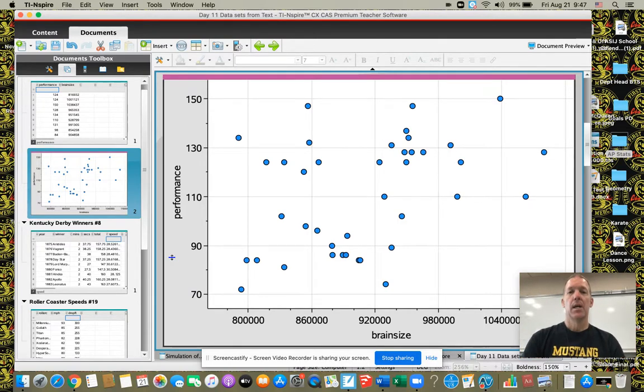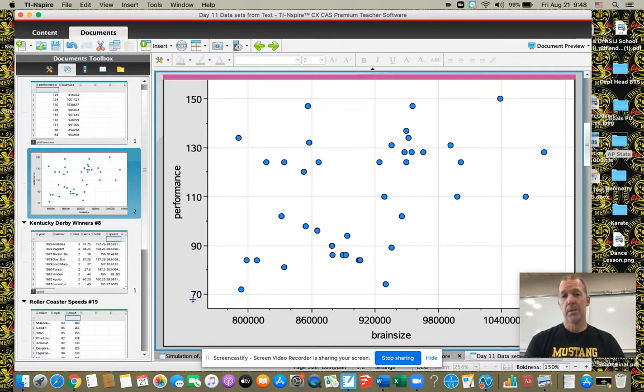So that's center. The shape of this thing, again, it looks kind of just a blob. So there really is not much shape. It's hard to describe that. It doesn't look really necessarily curved, but it doesn't really look linear either. So not a lot of shape. And spread is very spread out.